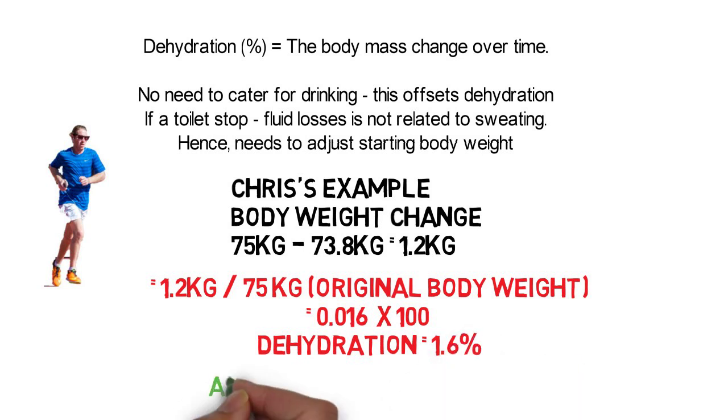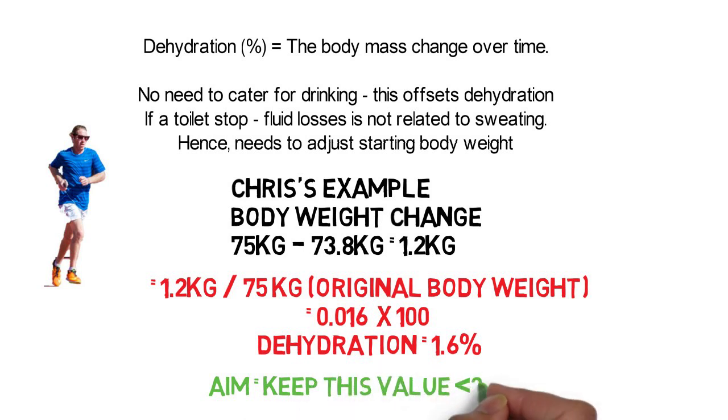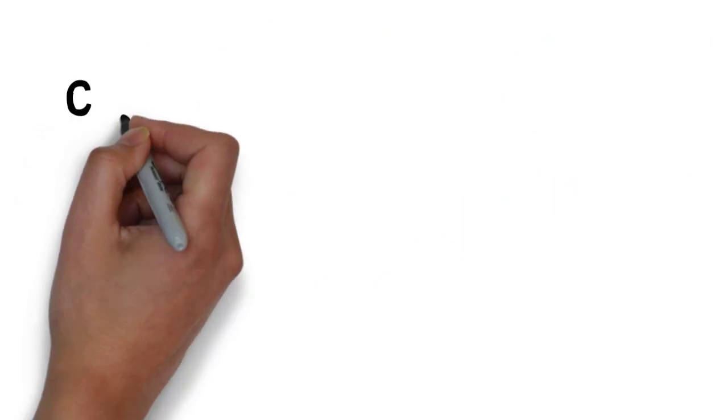Remember, our aim here for individuals is to keep this value less than 2%, because it's at 2% we start to see more obvious signs of performance decrement because of dehydration.